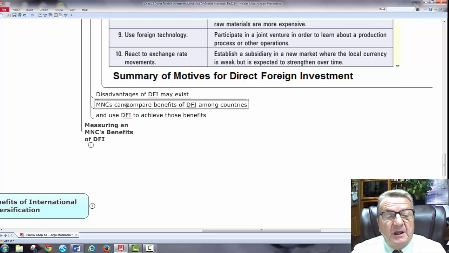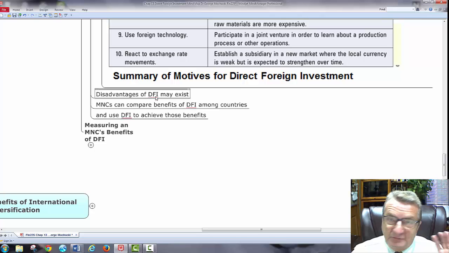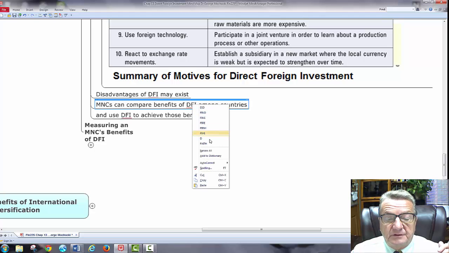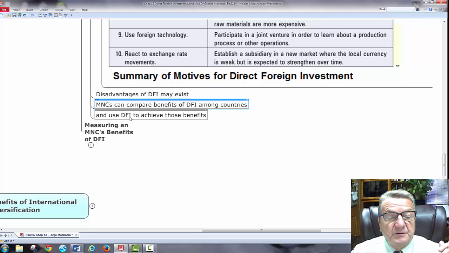So this is the summary, and a disadvantage is a disadvantage of direct foreign investment, DFI. Remember, there are so many acronyms. I hate to use all the acronyms, but it makes it easier here. So you have it here, you could look at it. Okay, MNCs, that's the one that's always out there. Multinational corporations can compare benefits of direct foreign investments among countries and use direct foreign investment to achieve those benefits.